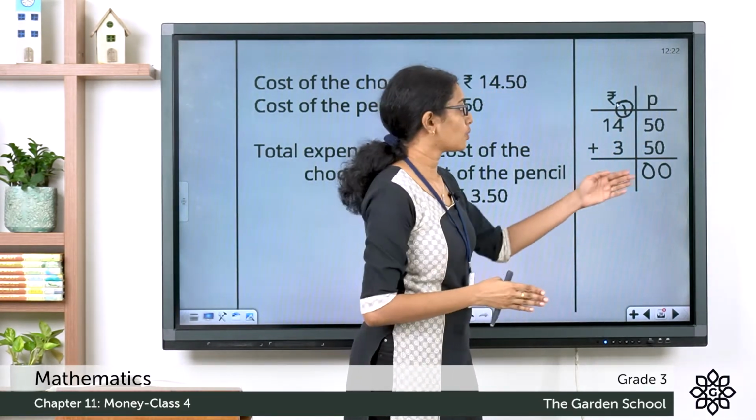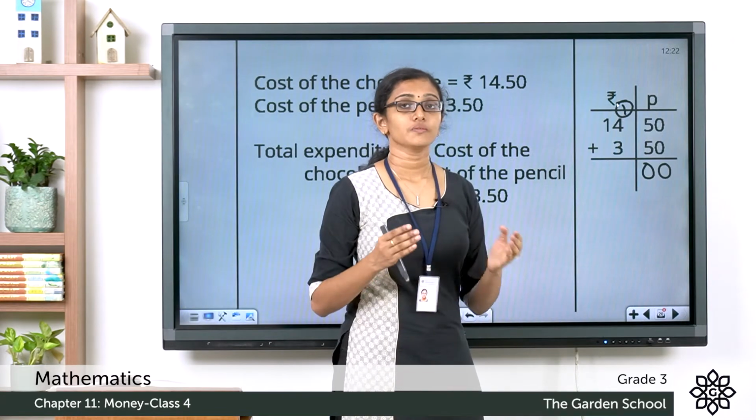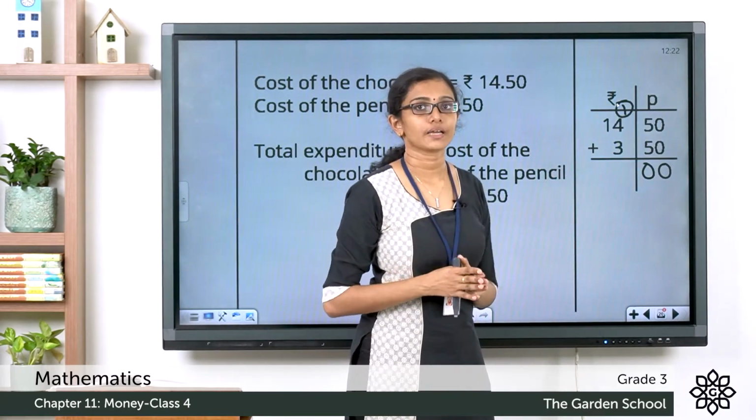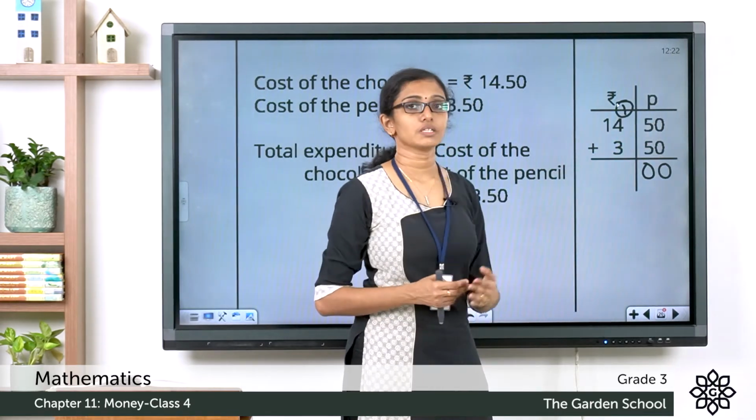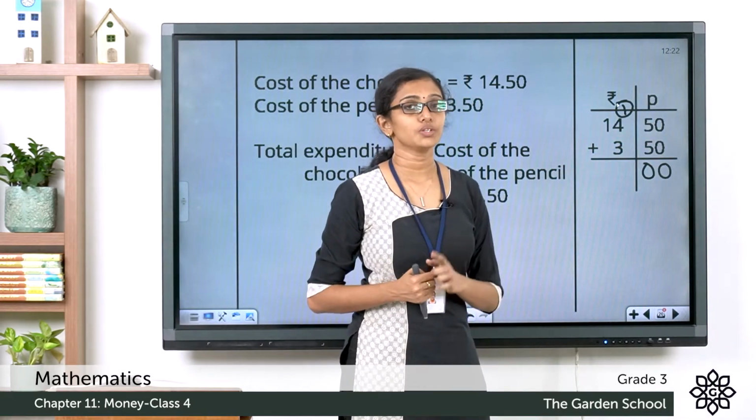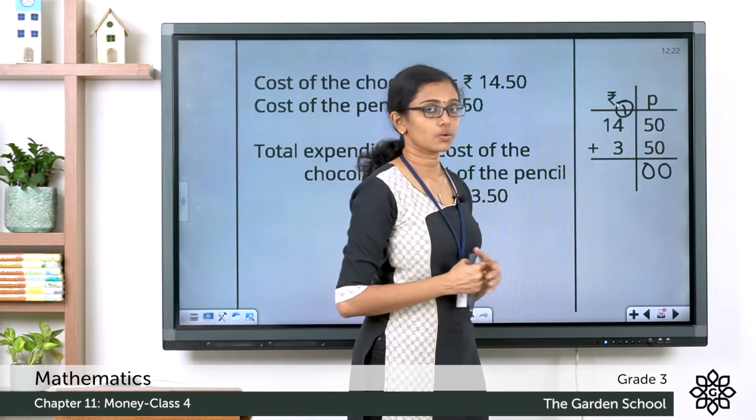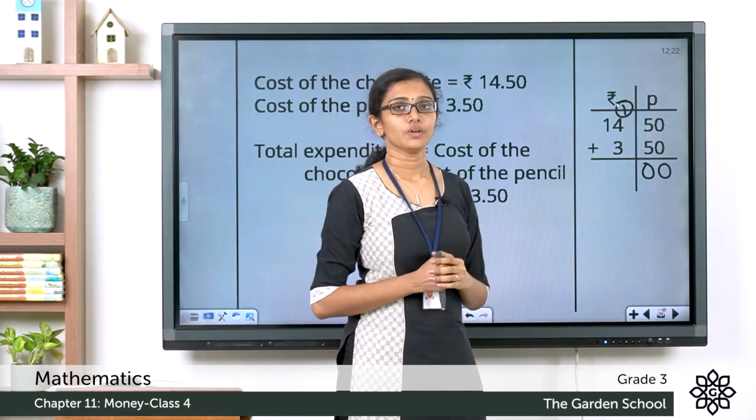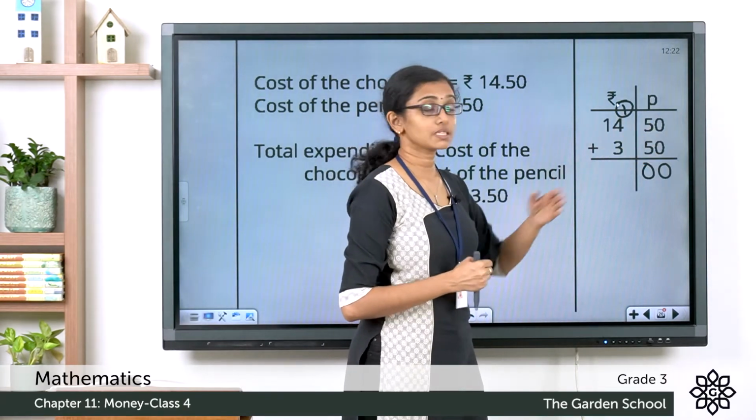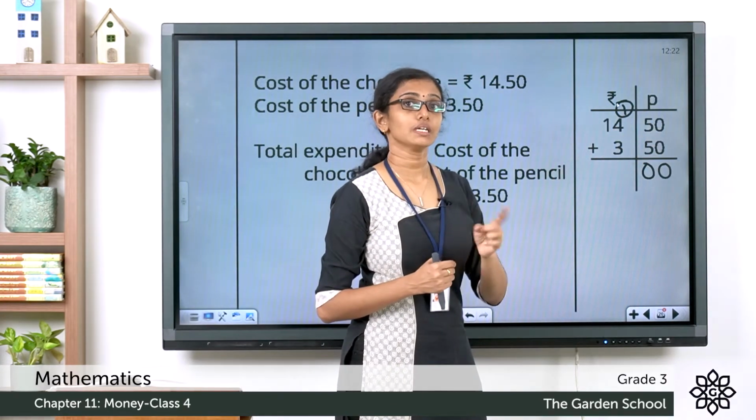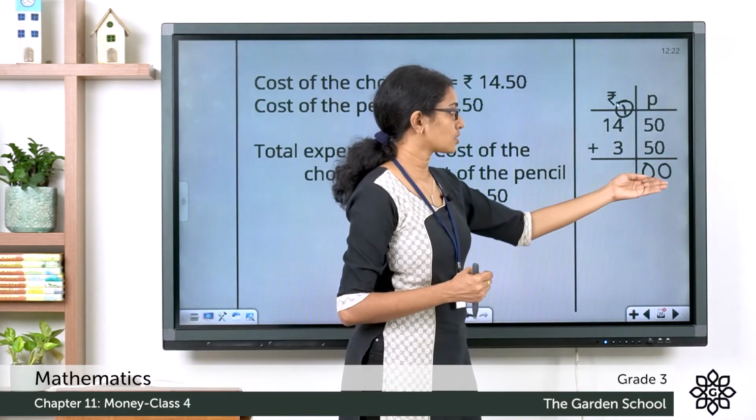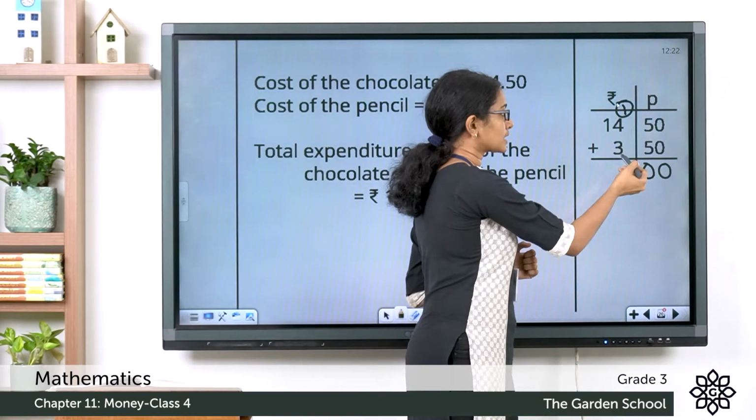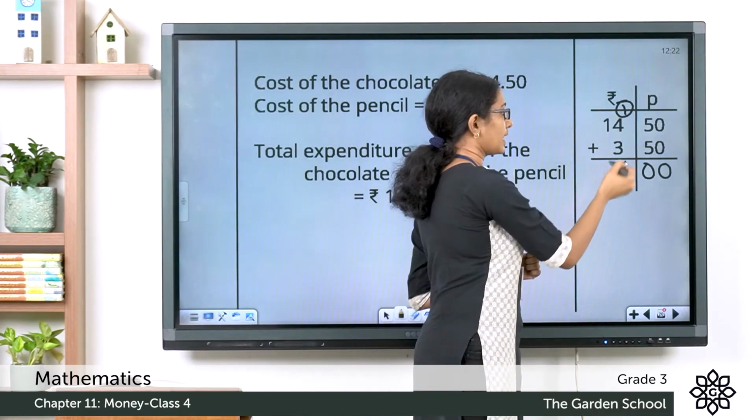See, when we carried over this 1 to the rupee column, we are actually carrying over 1 rupee or 100 paise. Because 50 plus 50 is equal to 100 paise, which is equal to 1 rupee. So we wrote the 0 here and carried over the 1 rupee to the rupee column. So here 50 paise plus 50 paise is 1 rupee 0 paise. That is 0 here and 1 rupee is carried over to the rupee column. So here we have 4 plus 3, 7 plus 1, 8 and 1 here.